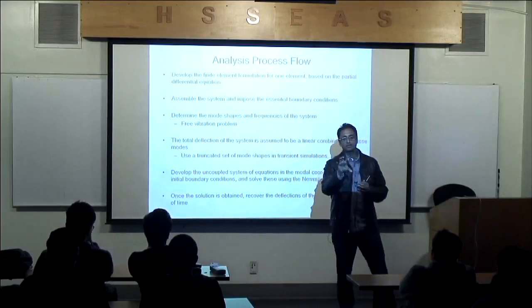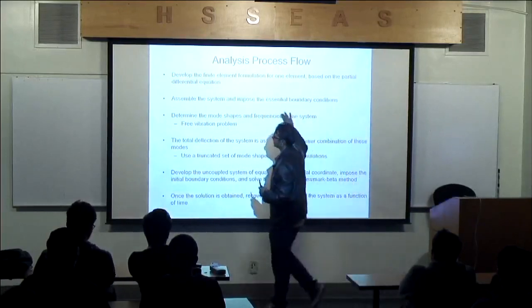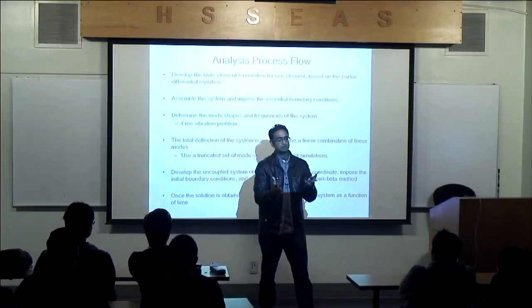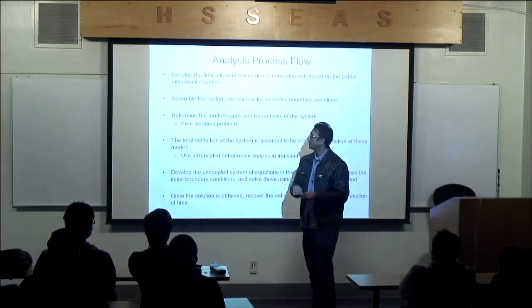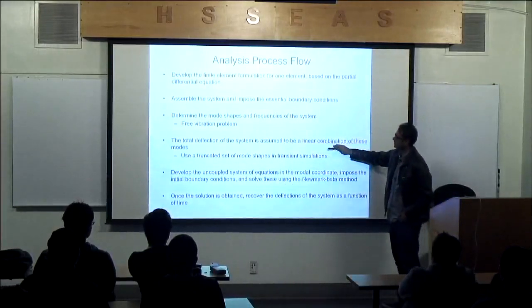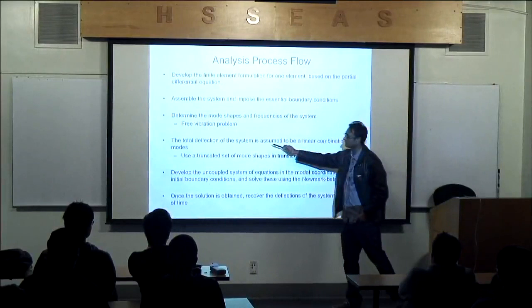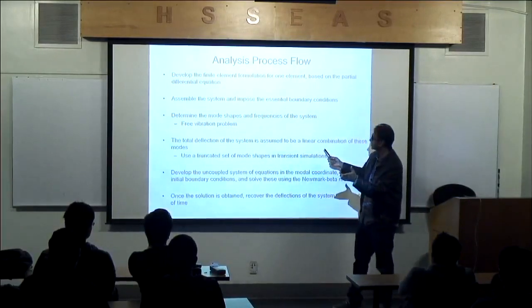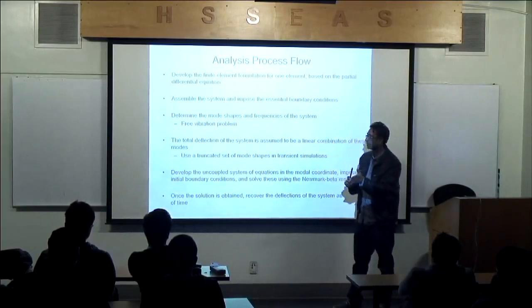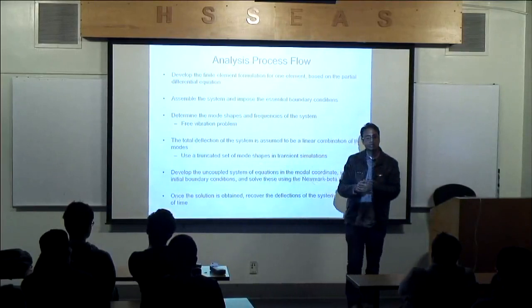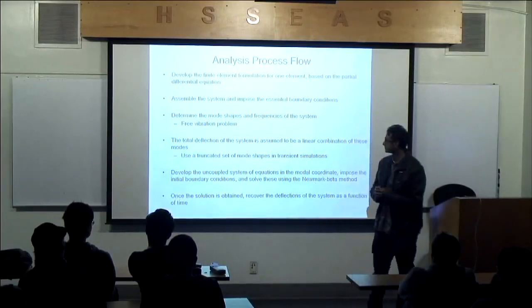That right there is the DNA. This is what I call the DNA step. This was telling you how the system is going to vibrate, okay? And at what frequency. The total deflection of the system is assumed to be a linear combination of these mode shapes, okay? And we can use a truncated set of mode shapes to actually get the solution to the problem.